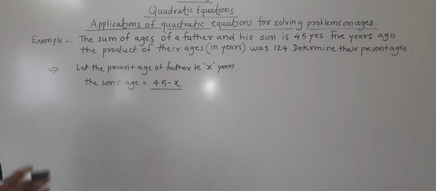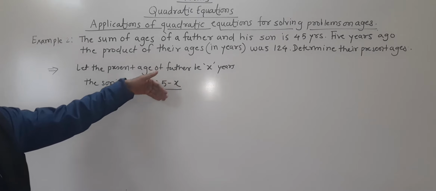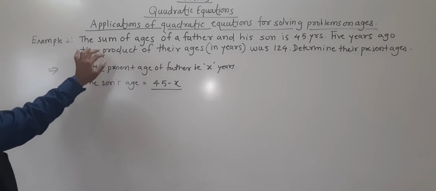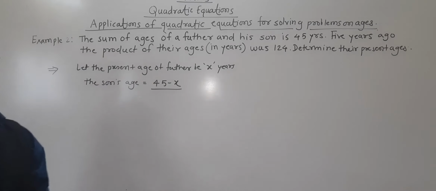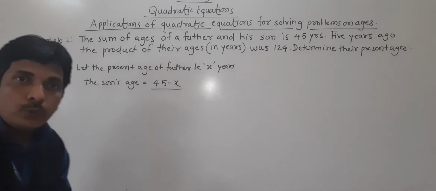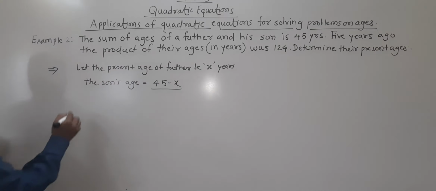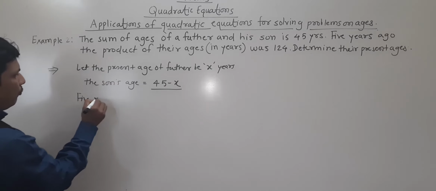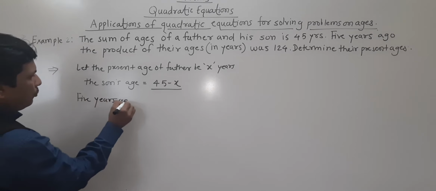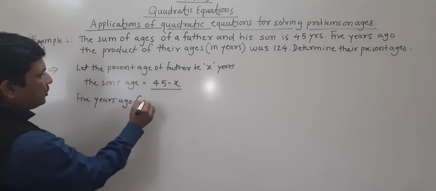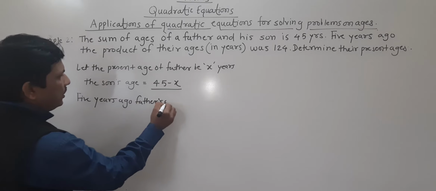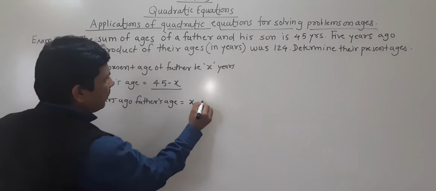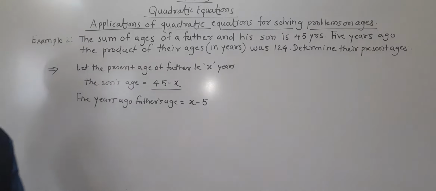Okay. Now 5 years ago, these are present ages. So 5 years ago, the product of their ages was 124. So we need to think about 5 years before. Okay. So 5 years ago, father's age is equal to x minus 5.